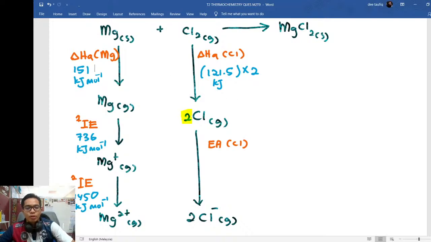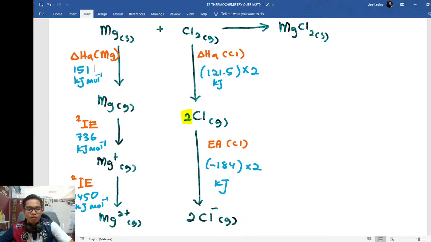And then for EA, so EA given to you negative 184. So negative 184 also must be multiplied with 2. The unit becomes kJ. So by definition of EA is energy release. Kalau first EA is energy release when 1 mole of electron is added to 1 mole of gaseous atom to form 1 mole of gaseous ion.